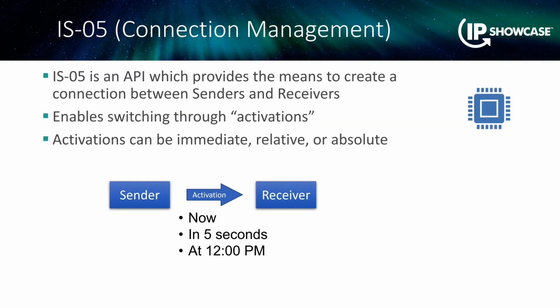How do I do a switch now, which is usually the first thing you want to do? That's IS-05. It's called connection management. So it's another API that says, here's how to tell an NMOS device to subscribe to this stream. And that's called an activation in NMOS terms. There's 3 ways you can do an activation. You can do it immediate, relative, or absolute. Examples are like now, which is most common, switch right now, this instant, switch in 5 seconds, or maybe switch at 12 o'clock p.m. if you like.